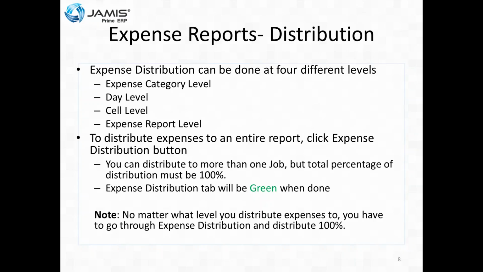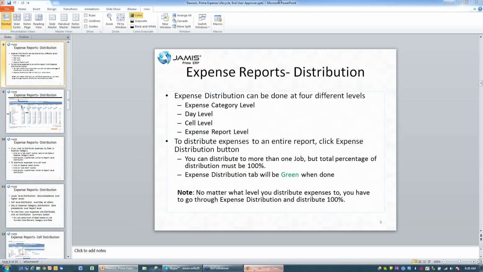But the most important thing to remember is you can distribute it to more than one job, but the bottom line is the distribution needs to be 100%. And so when all is said and done, everything on the report is going to be distributed. And the distribution tab will go green when it's actually done. So the note is no matter what level you distribute expenses to, you have to go through expense distribution and distribute 100% of everything that is out there. So let's take a look at the database.